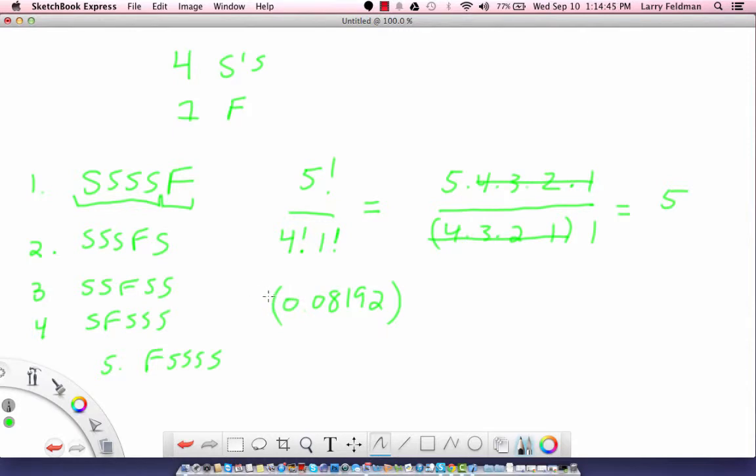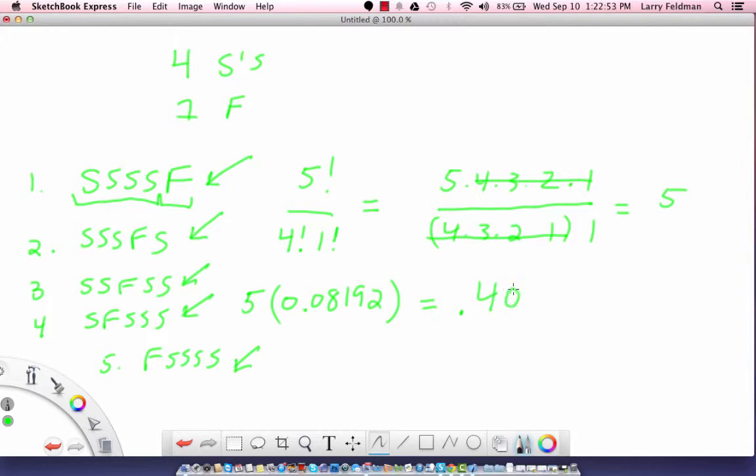So to figure out the probability posed at the beginning of this lesson, what is the probability that the player makes exactly 4 free throws out of his next 5? It's 5 times this probability, 0.08192. In other words, the probability of case 1 was 0.08192, same probability for 2, 3, 4, and 5. They're all identical. So we multiply 5 times 0.08192, and we get approximately 0.4096, which is roughly 40.96%.